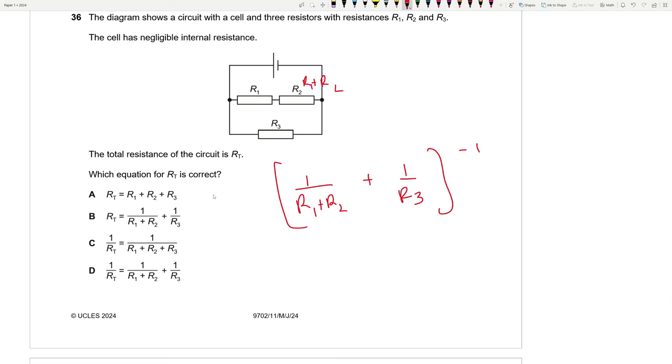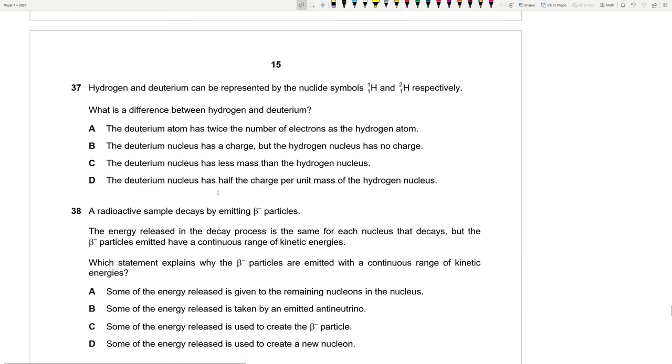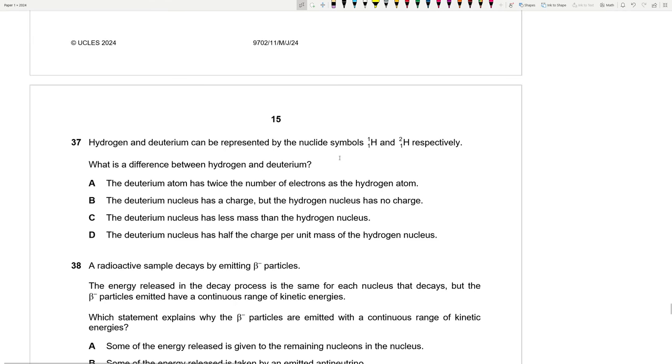So let's try doing this. Oh, okay, you can also keep it like this. This is equal to 1 by RT. Do we have this? Let's check if we have this. 1 by RT is equal to 1 by R3 plus 1 by (R1 plus R2) because these two are in series. Yes, we do have that. So 36 is D.